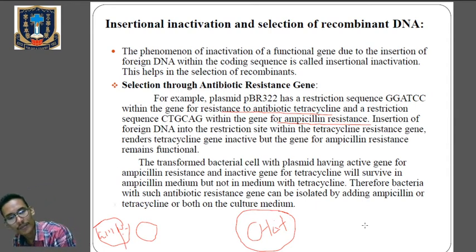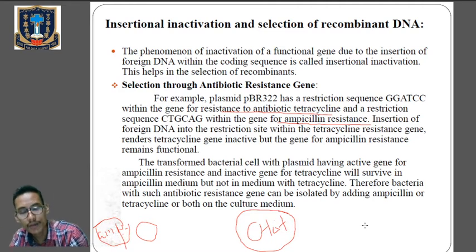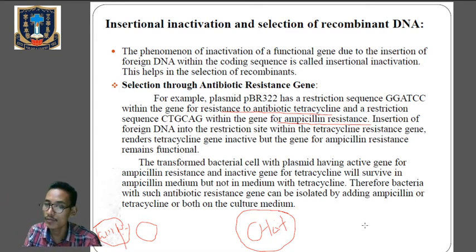Therefore, bacteria with such antibiotic resistance genes can be isolated by adding ampicillin or tetracycline or both on the culture medium. So simply by this technique we can differentiate which one is the transformed bacterial cell and which one is the non-transformed bacterial cell. Hope it is clear for you.